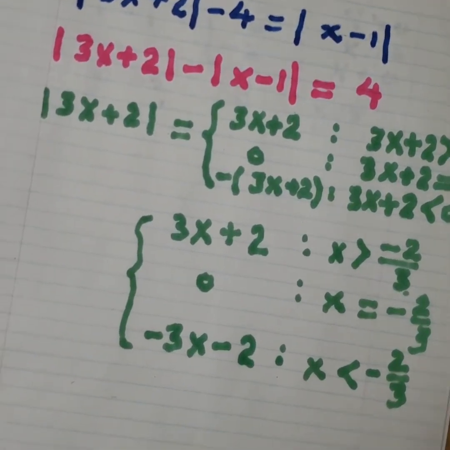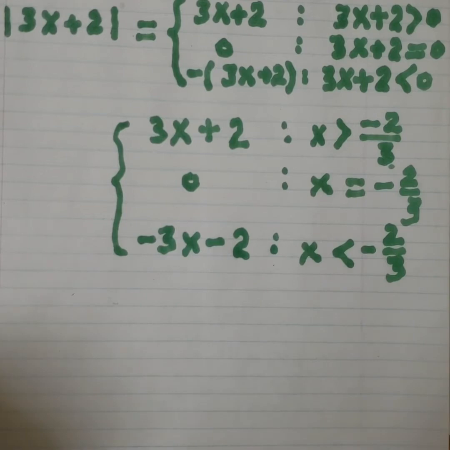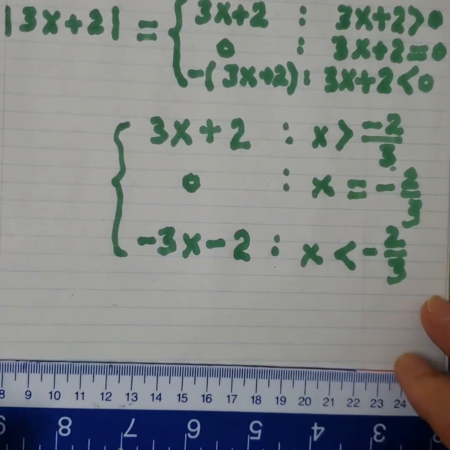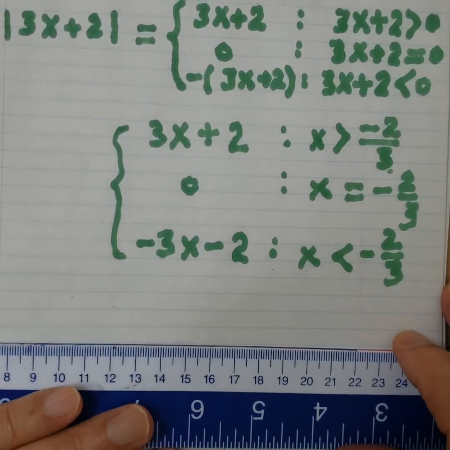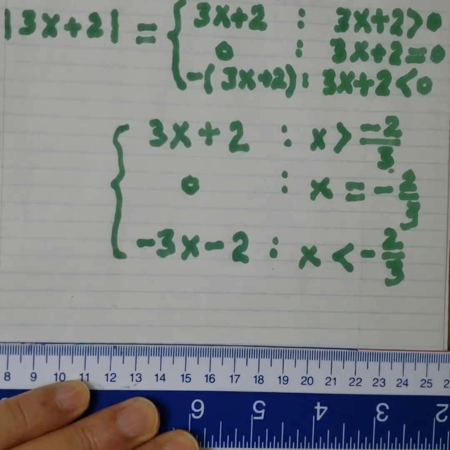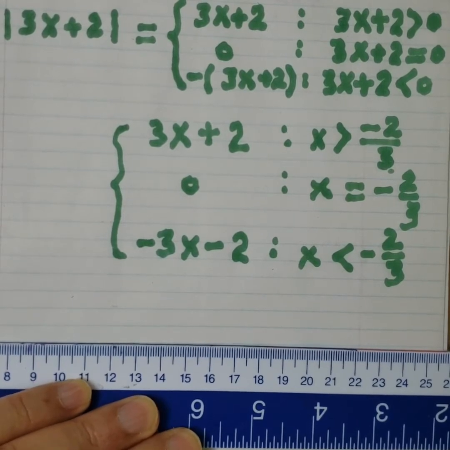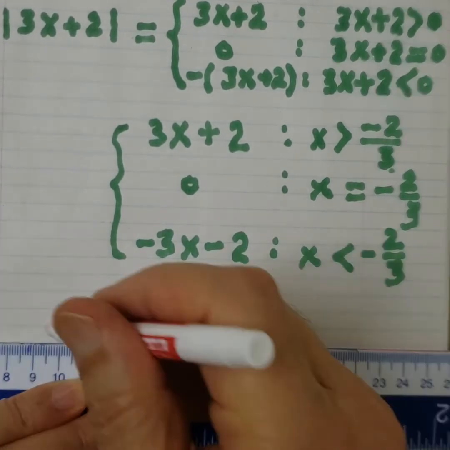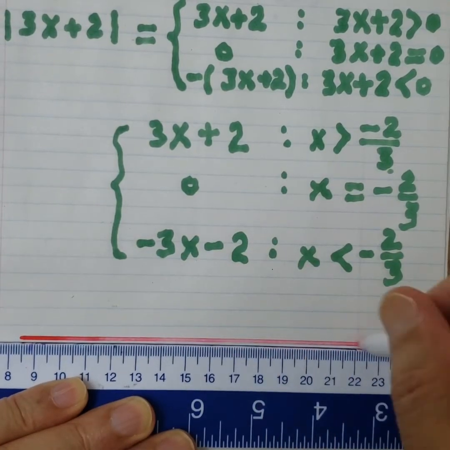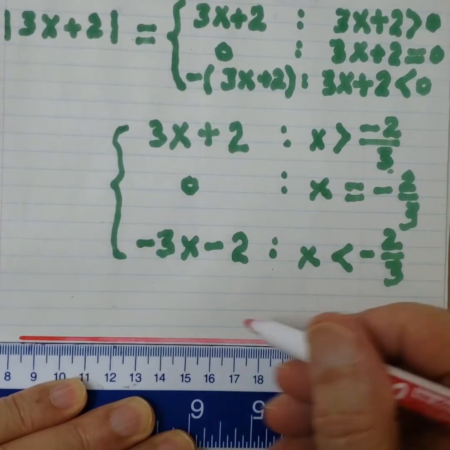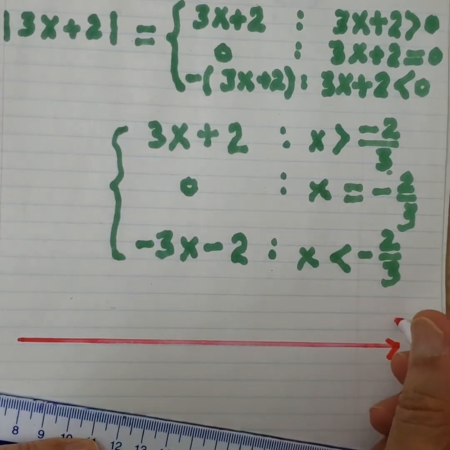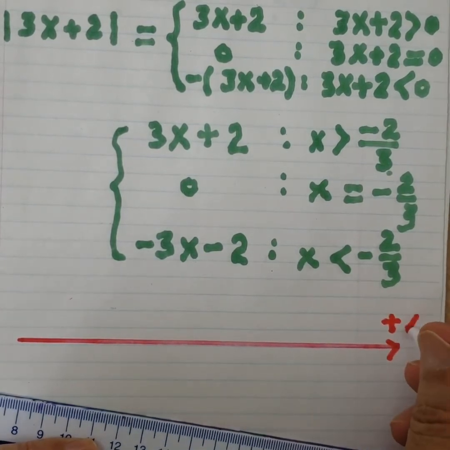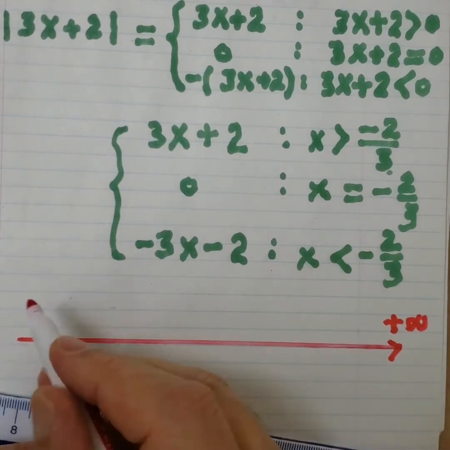If we need to explain this on the real number line, we can do that. I will draw here for you the real number line. Let me consider this line which extends from both sides without end, that means plus infinity here and negative infinity here.